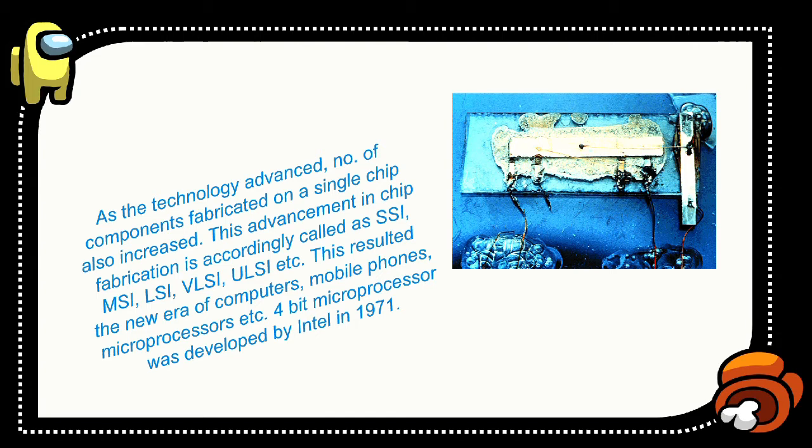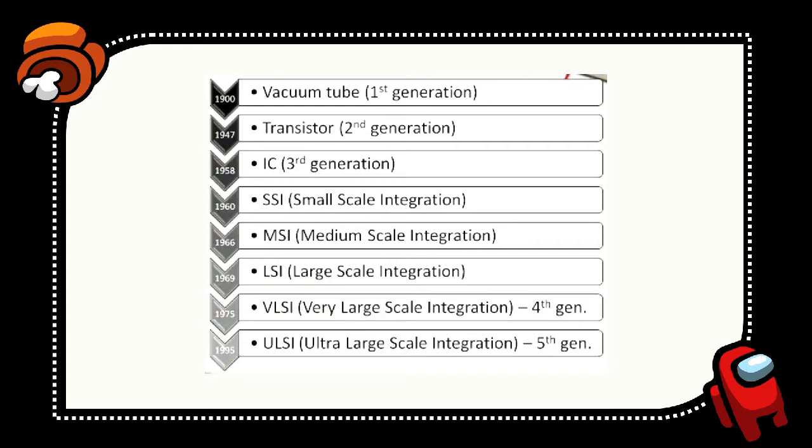Then as the technology advanced, the number of components fabricated on a single chip also increased. This advancement in chip fabrication is accordingly called SSI, MSI, LSI, VLSI, ULSI, etc. This resulted in the new era of computers, mobile phones, microprocessors, etc. And also, apil na pud ang 4-bit microprocessor, which was developed by Intel in 1971. And this is the diagram or chart sa history gikan sa invention sa vacuum tubes, kaning chart kay gikan ni siya sa 1990s to 1995.